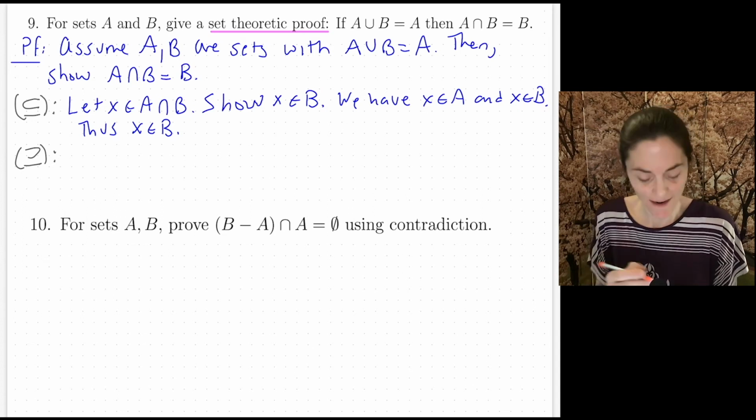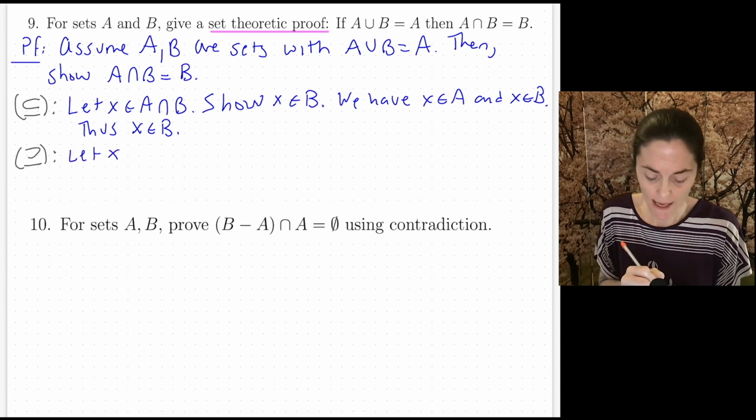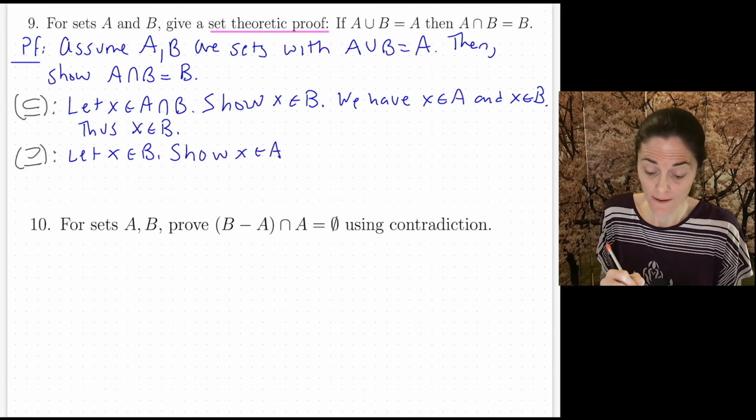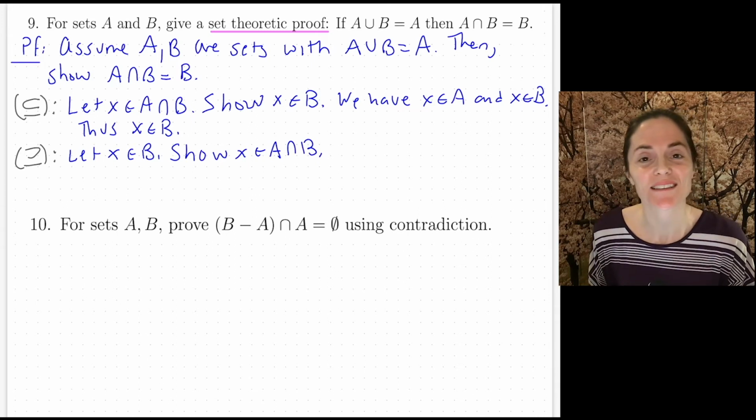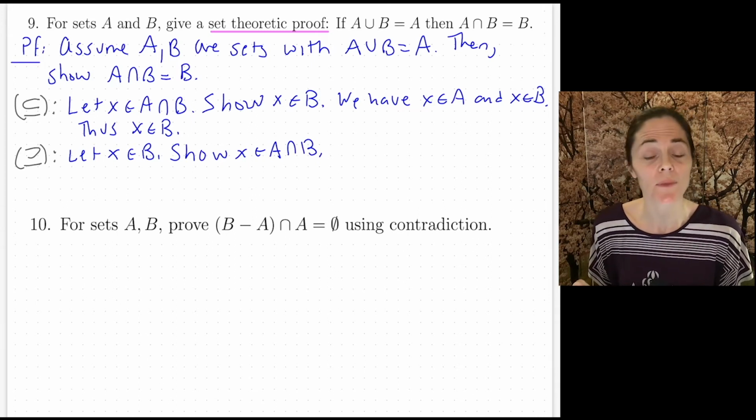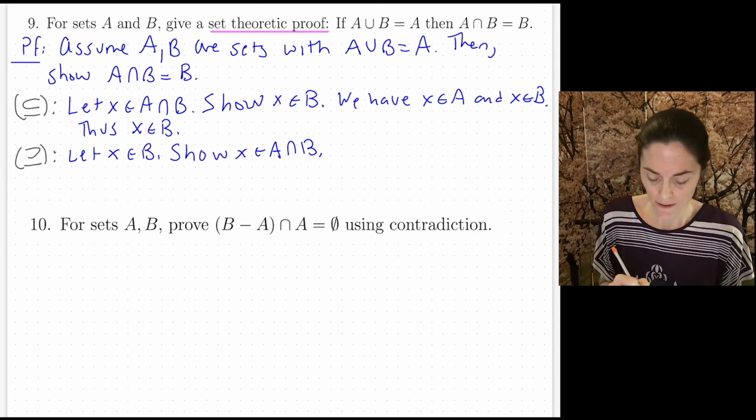Now for the other direction, let's let x be an element of B and show x is an element of A intersect B. And once we do, then we're finished with this problem. Well, x is an element of B.